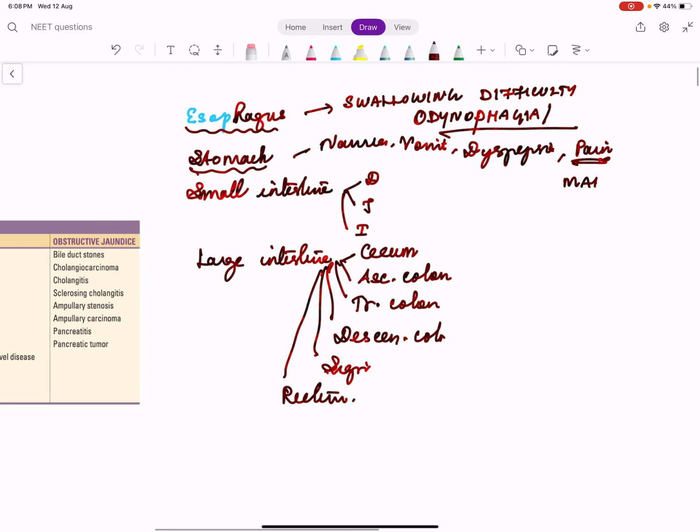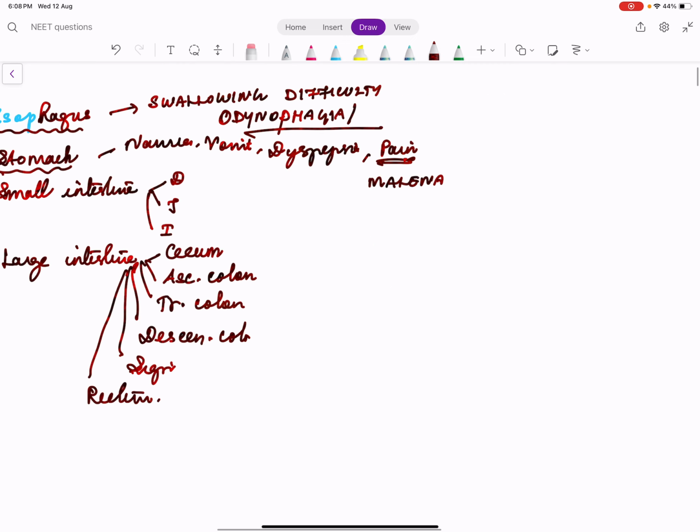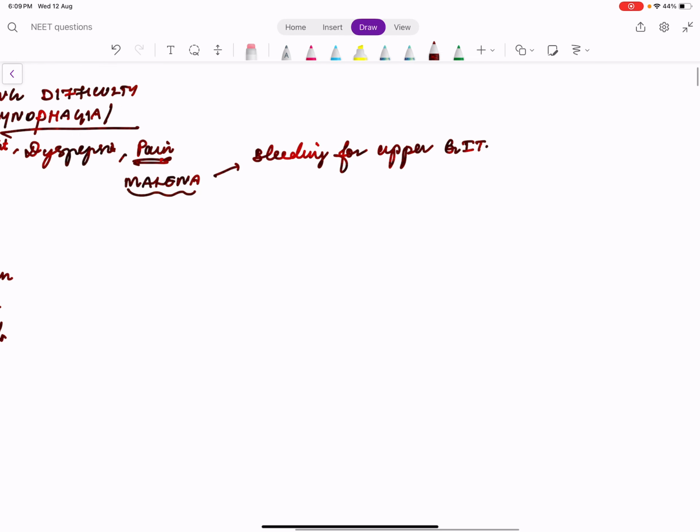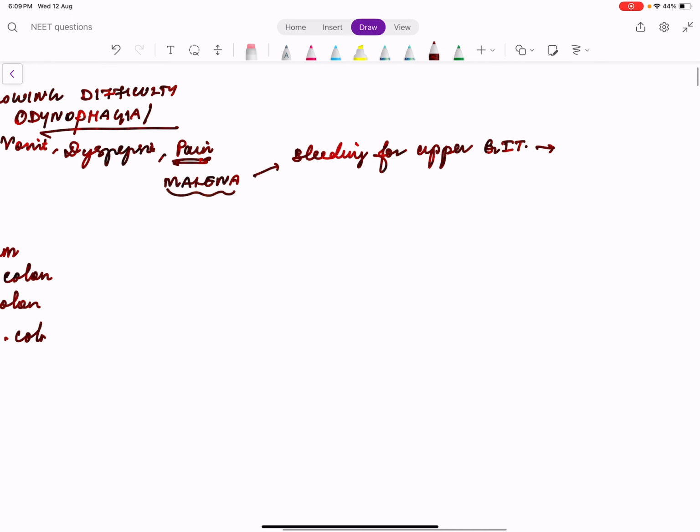Then we have something called melena. Melena is nothing but bleeding from the upper GI tract. So what is upper GIT? Up to the ligament of Treitz is upper GIT. So in bleeding from the upper GIT, usually there will be acid in the stomach, so there will be digestion of the blood. So this leads to black tarry stools. That is called melena. So tarry, black, foul smelling, watery stools is called melena.